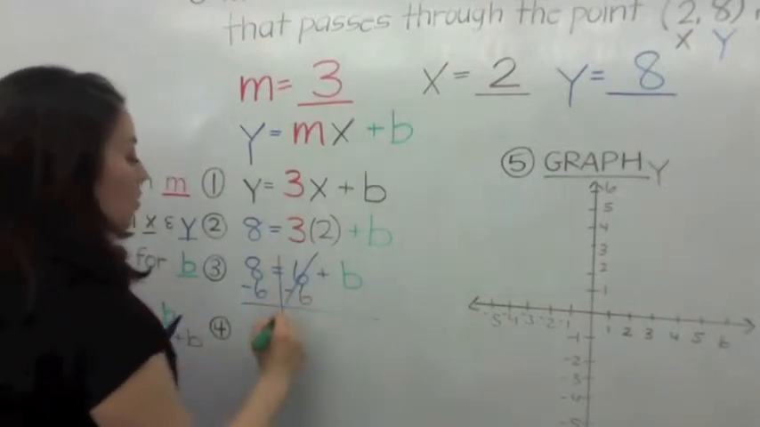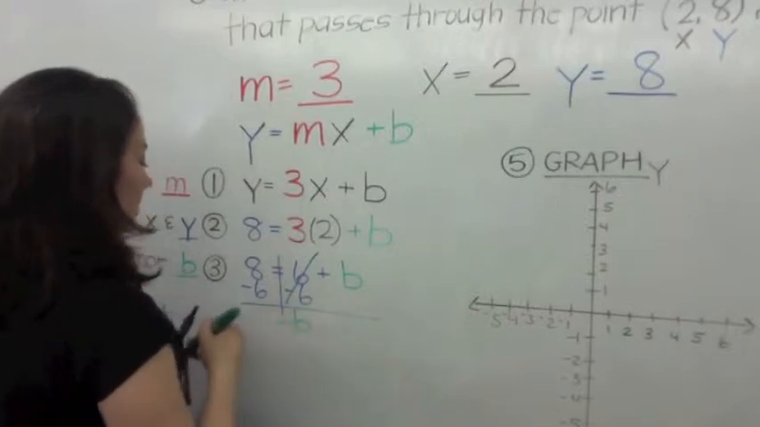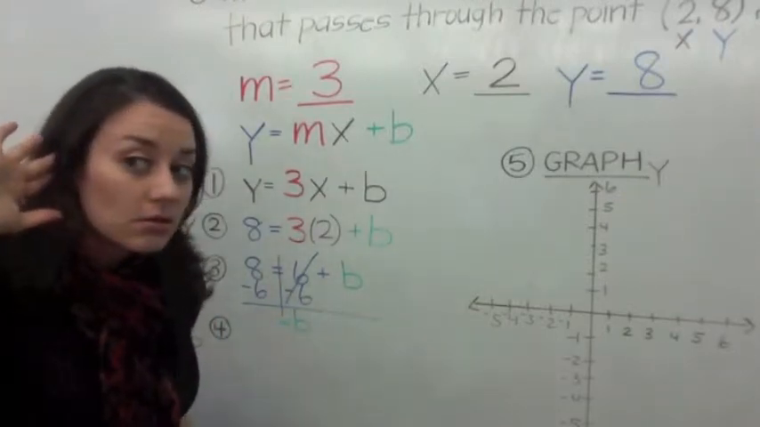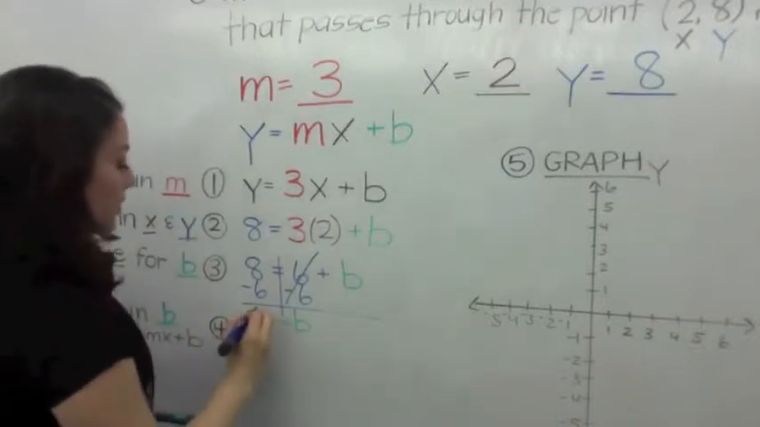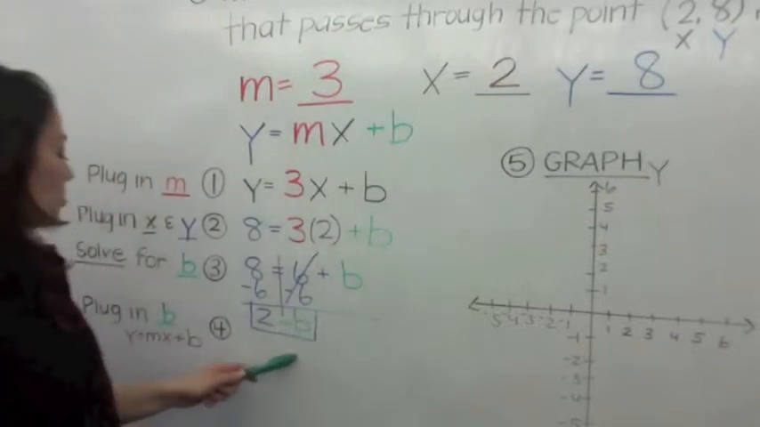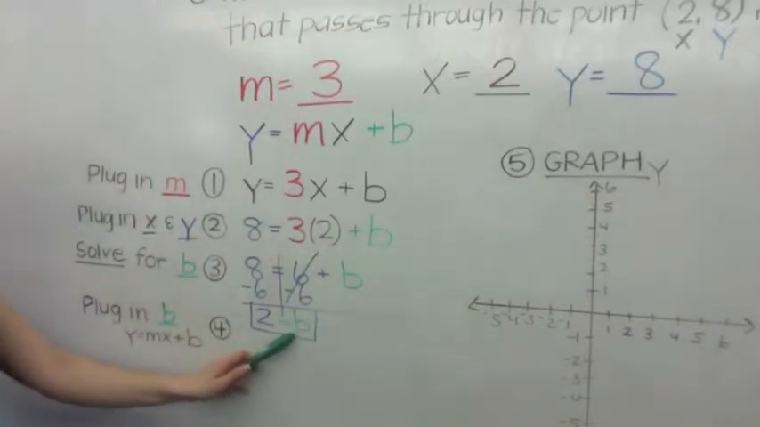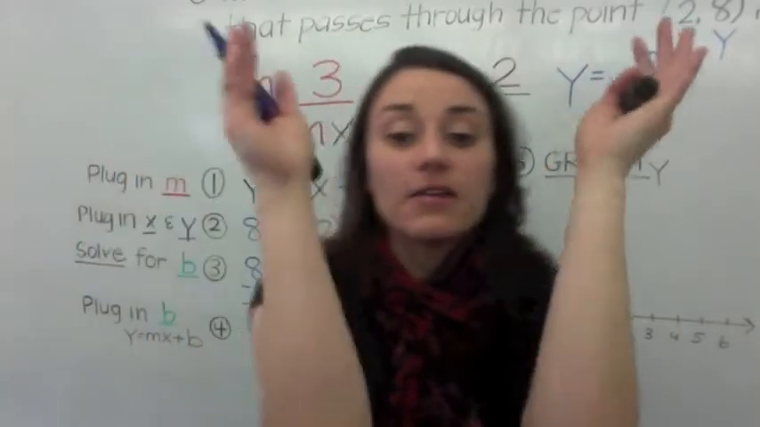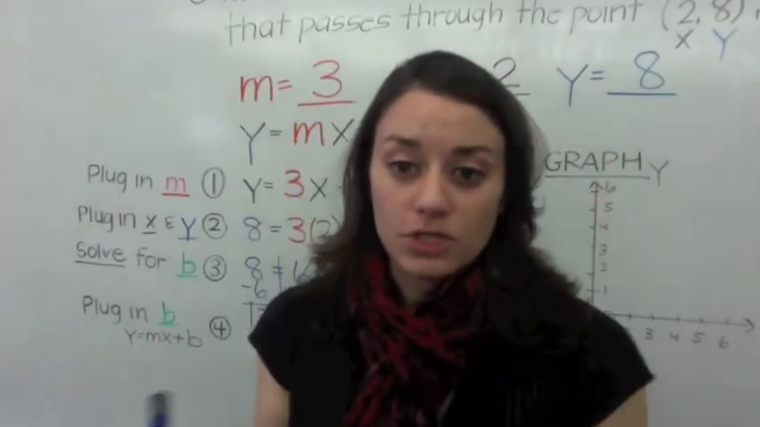And what does b equal? b equals 8 take away 6. What's 8 take away 6? 2. Very good. So we know that b equals 2. And what we're going to do is we're going to use b now. We've used m, x, and y to find the y-intercept, which is b.